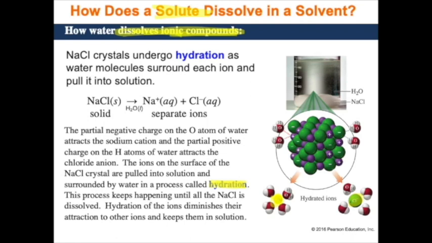How does this actually happen? Say this is a crystal of NaCl where we have a bunch of Cl atoms, which are the green ones, and a bunch of Na atoms, which are the purple ones. Water, we know, has a charge. It's a polar molecule because there is oxygen with two hydrogens attached to it. Because of the electronegativity of oxygen, oxygen carries a partial negative charge and the hydrogens carry a partial positive charge.